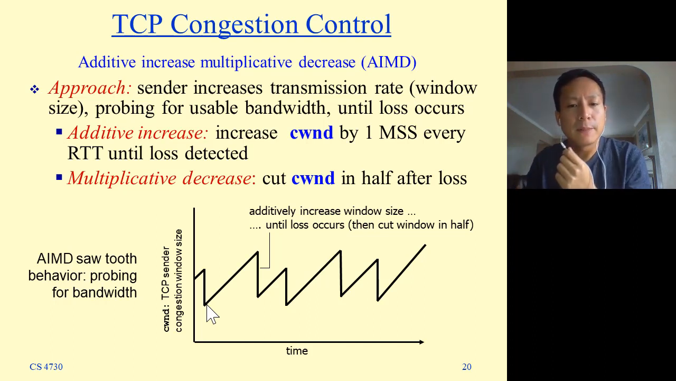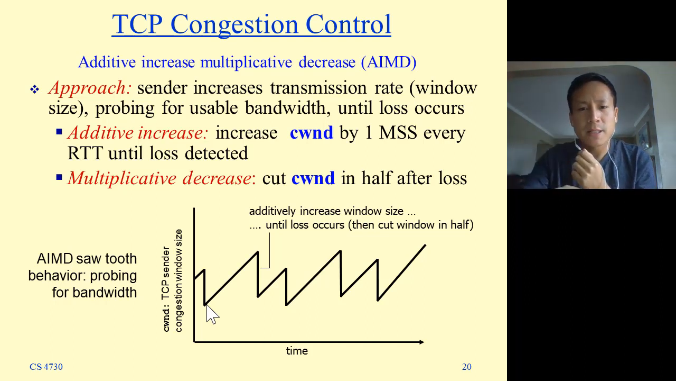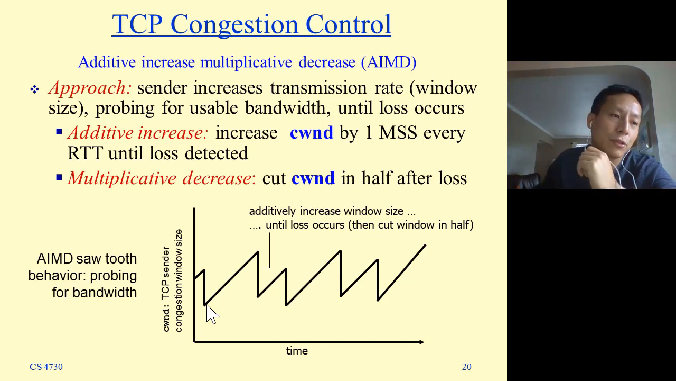lines. So you can see it's always increasing, decreasing, increasing, decreasing, right? So approximately by doing this, you can maximize the channel utilization, and also you try to avoid any huge congestions in the network. Okay, it's a sawtooth behavior, you can see.